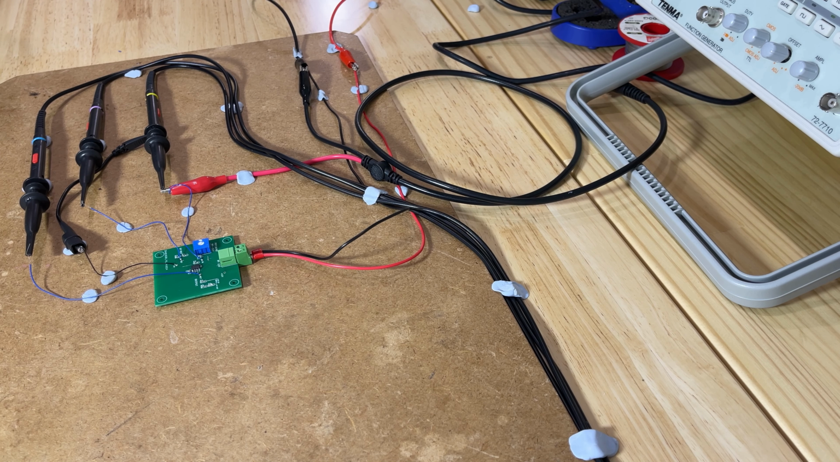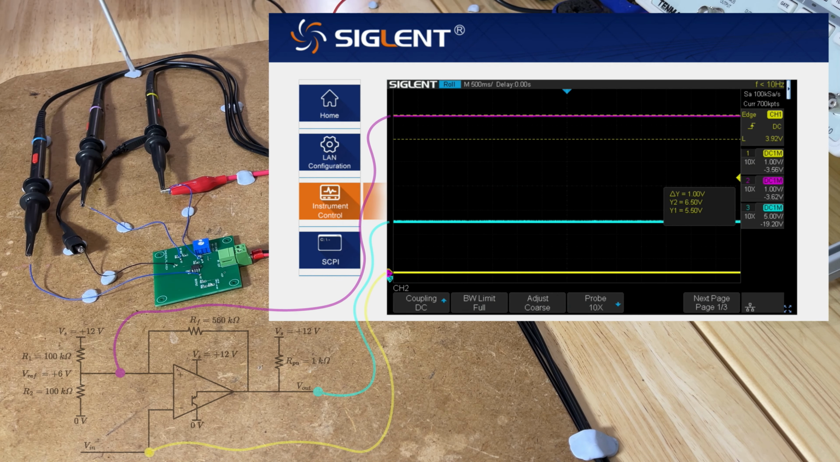Okay, so on input 1 on the oscilloscope, which is a yellow channel, we've got the trim pot voltage. On channel 2, which is the pink channel, we've got the reference voltage being monitored at the feedback junction. And on channel 3, the blue channel, we are monitoring the comparator output. And this is an inverting comparator with hysteresis design.